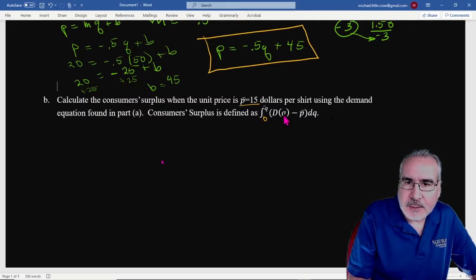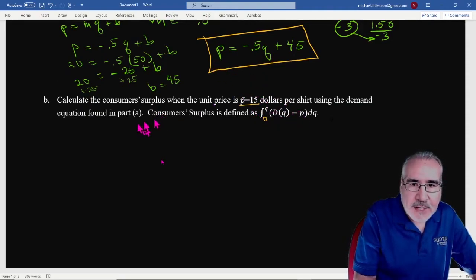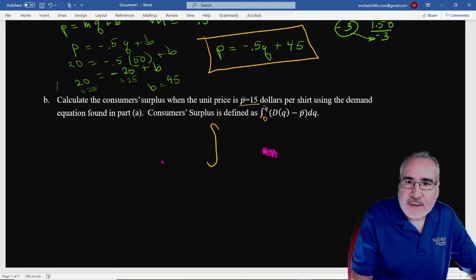So they give us the formula, D of Q, so that's what we have here at a price P, which is 15. The thing we need to calculate is our Q bar. What's our demand actually going to be at $15? So we do that first. We're going to plug in 15 for P, solve this for Q. That gives us our integral here. But let's just go ahead and set up the integral.